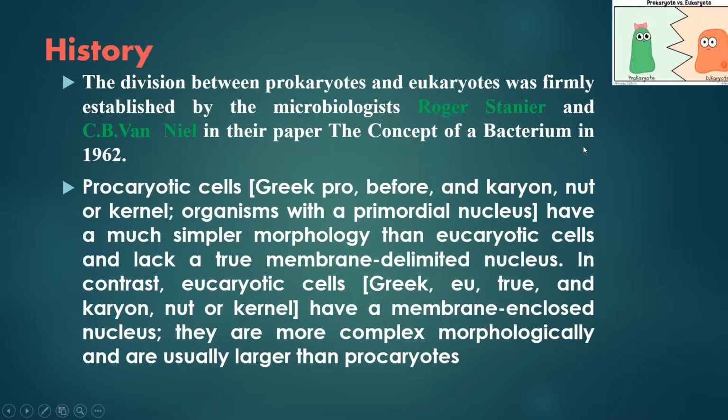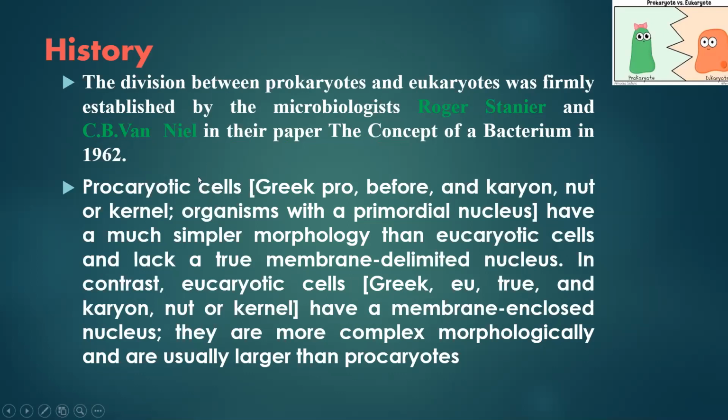When we go into history, the initial or first division of prokaryotes and eukaryotes was confirmed by two different scientists through their concept, delivered in a paper published by Roger Stanier. Roger Stanier and C. B. van Niel clarified this in their conceptual paper, The Concept of a Bacterium.